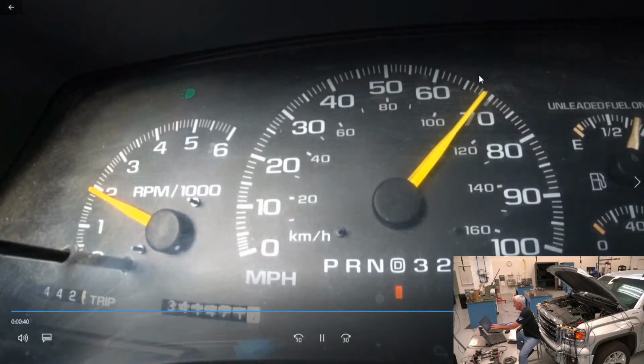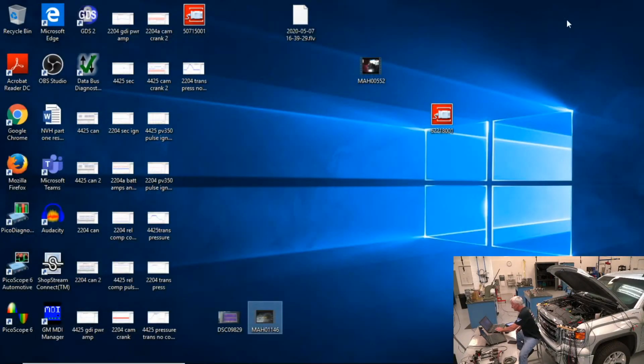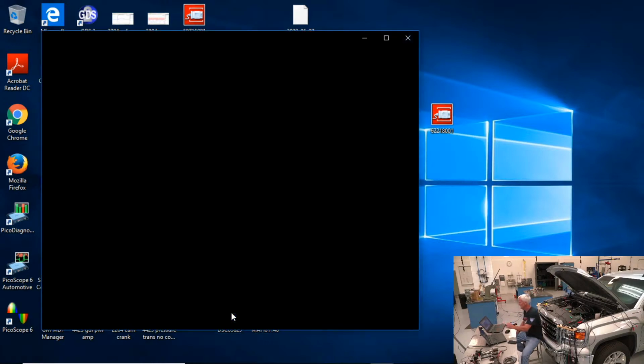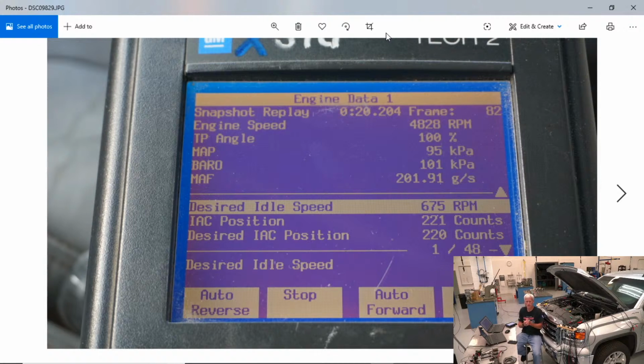So that's how you drive the vehicle when you want to do a VE test. You need to drive it wide open throttle while you have your scan tool hooked up to it. I did a snapshot with my Tech 2. I didn't have my Snap-on scan tool with me, so I wasn't able to use it, but I used the Tech 2, did a snapshot, and then replayed the snapshot.